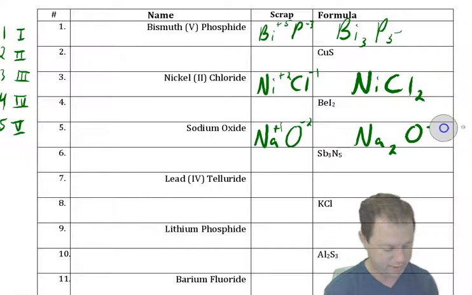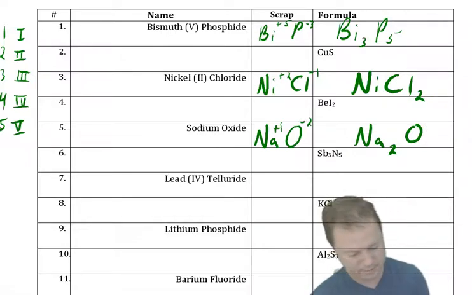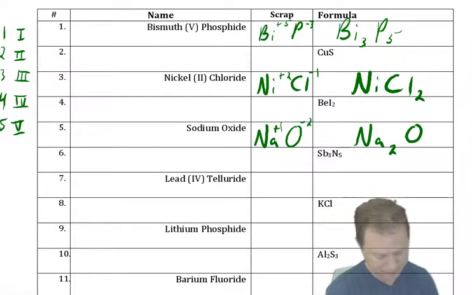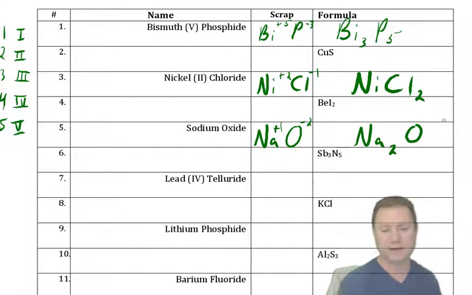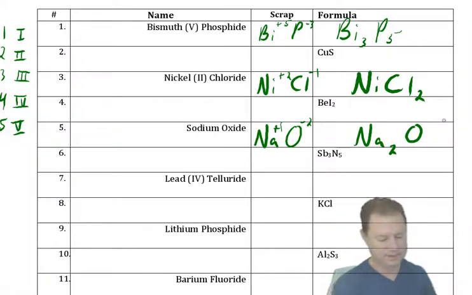Let me get rid of that. Kind of made a whoopsie there. Let's get rid of that. And now I have my actual formula. The answer is Na2O. Again, keeping with the sequencing here, let's do number 7. Lead IV.